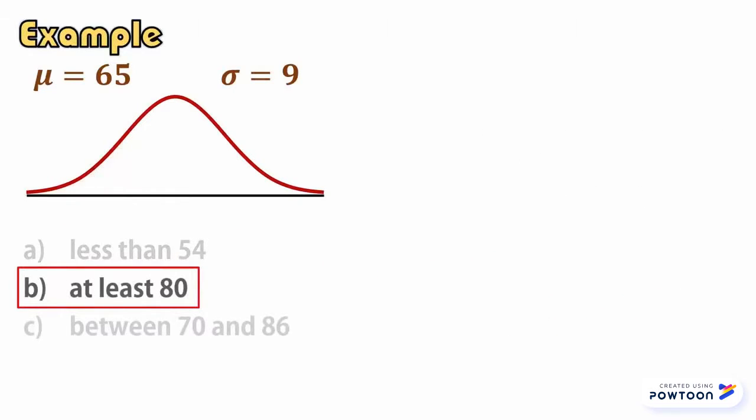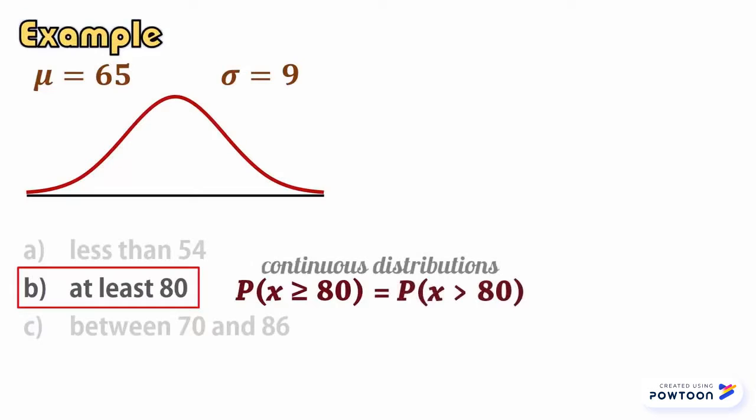In B, we want the probability that X is at least 80. In continuous distributions, like the normal distribution, there is no distinction between X is at least 80 and X is greater than 80. We apply the same approach in both cases.